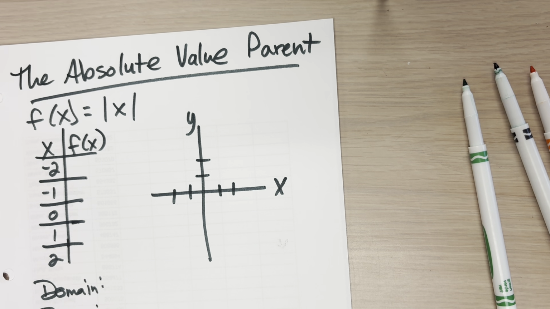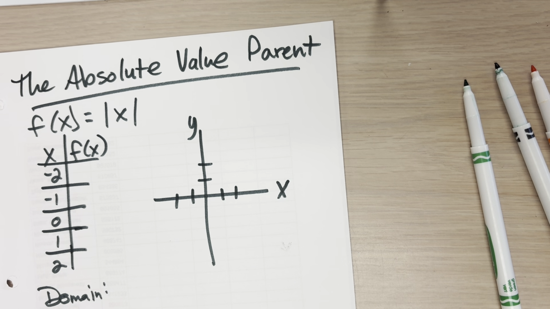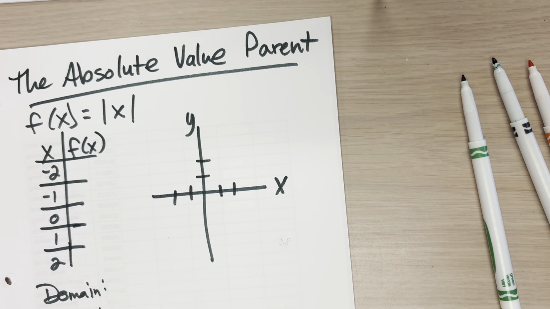Okay, friends, we are back to talk about the absolute value parent function. This is f of x is equal to the absolute value of x. All right, let's get to it. We're going to throw all of these x values in.